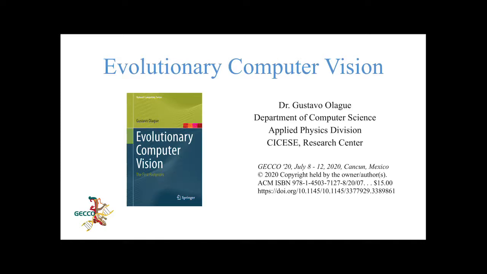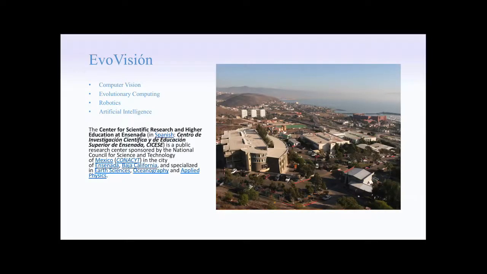This tutorial is about my book Evolutionary Computer Vision, published with Springer in the Natural Computing Series, and is part of the Genetic and Evolutionary Computation Conference virtually held in Cancun, Mexico. I am professor at the Center for Scientific Research and Higher Education at Ensenada, a public research center sponsored by the National Council for Science and Technology of Mexico. It is located in the city of Ensenada, Baja California, and specializes in earth science, oceanography, and applied physics.